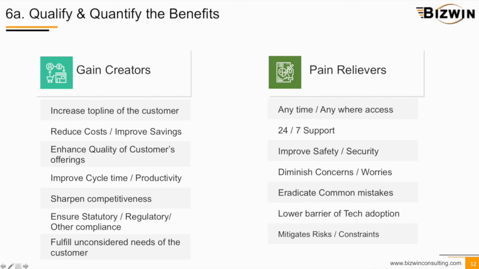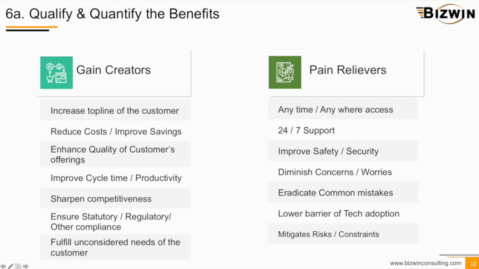What are those? Number 1 is, hey guys, you have a product or a solution. Do I have anytime, anywhere access to this? Number 2, do I have 24/7 support? See, every customer wants a neck to catch if something goes wrong. So as a seller, we must provide that comfort to the customer that, hey customer, if something goes wrong, I am there for you. That's very important. That assurance, that comfort is very important for the customer. So 24/7 support comes as some kind of a pain reliever for them.